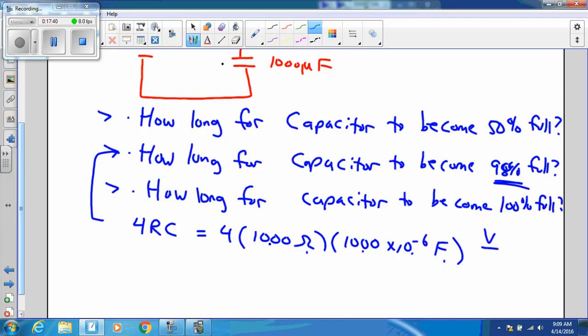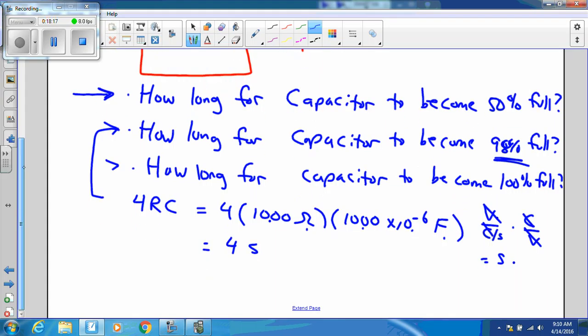Why is that? Well, because an ohm is equal to a volt divided by an amp, which is a volt per coulomb per second. And a farad is equal to a coulomb per volt. And so when you cancel out all your units and recognize that 1 over 1 over seconds is seconds, you see that, sort of magically, ohms times farads gives you seconds. So what I get is 4 seconds for my 4RC. It's going to take 4 seconds for my capacitor to become 98% full.